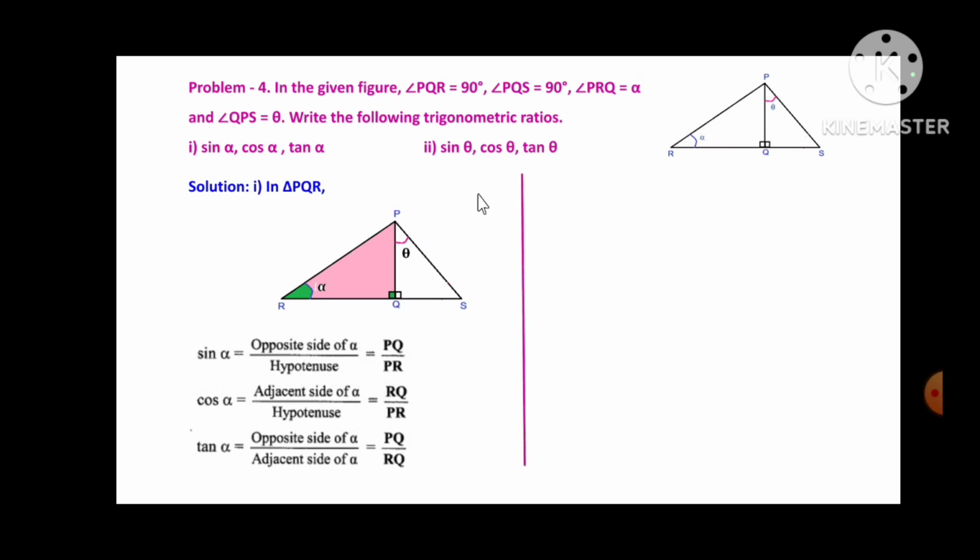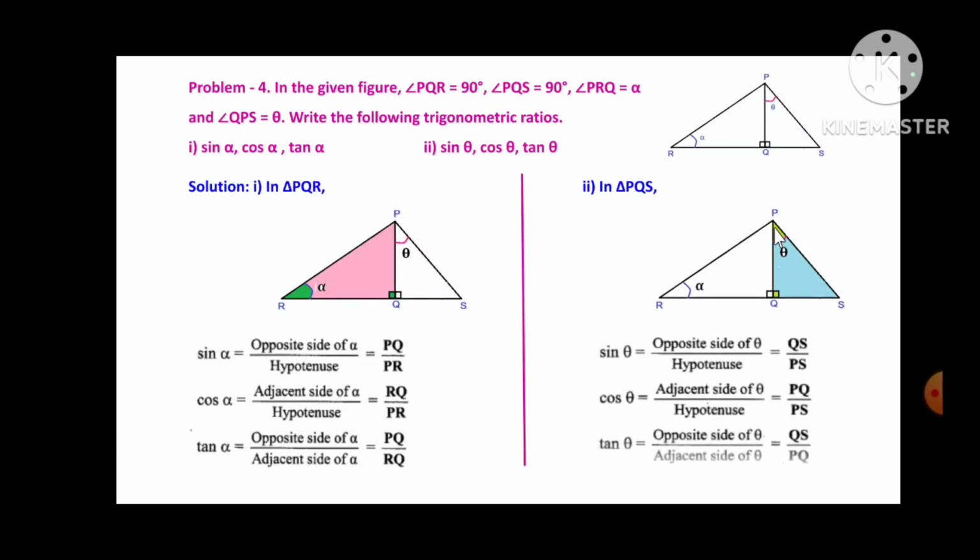Now one more, we have this theta. That theta comes in a different triangle, that is triangle PQS, which is shown with blue color. This triangle now we will consider. So in this triangle, this angle P is theta. So you have to write the sin theta. Opposite side of this angle theta to the hypotenuse. Opposite side of this is QS, and hypotenuse is PS, QS upon PS.